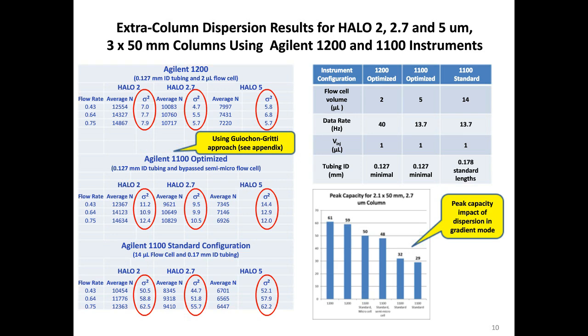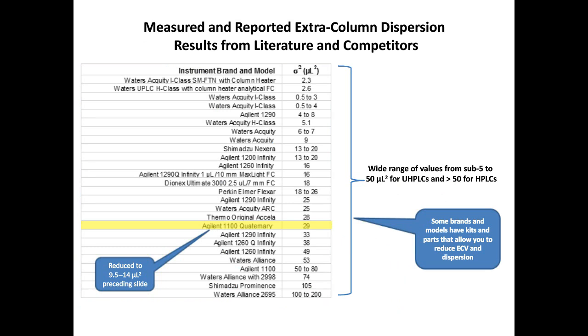Here's a quick slide that shows a ranking of different instrumentation and the amount of extra column dispersion in microliters squared. I've highlighted the Agilent 1100 quaternary system that I talked about on the previous slide. The literature value reported was around 30 microliters squared, and we were able to reduce it down to around 10 to 14 microliters squared. As I mentioned before, some brands and models do have kits and parts that allow you to make these kinds of changes and improvements, such as what I described.